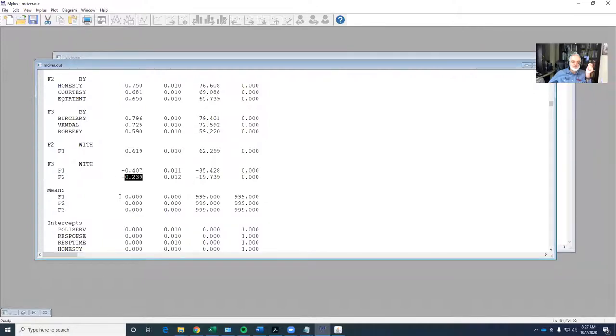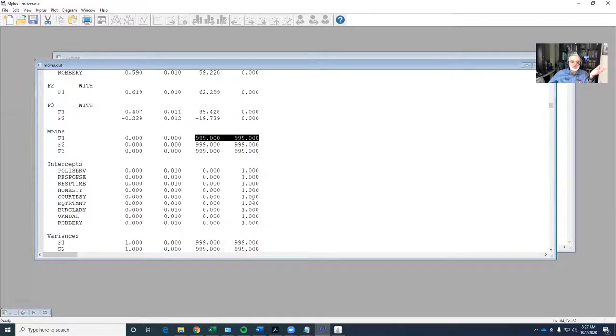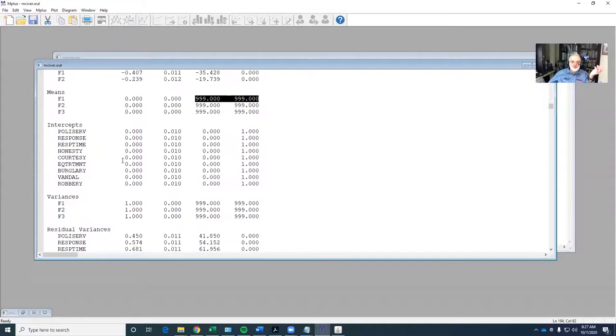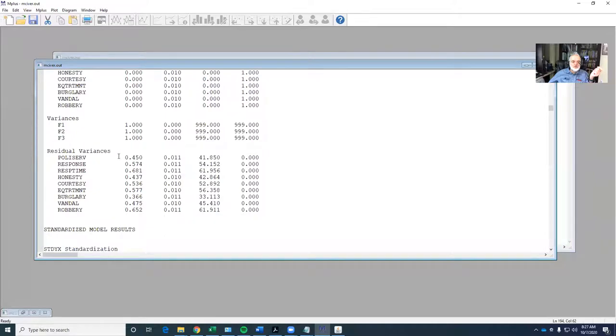Whenever I fix a value, remember I fixed the means of the latent variables to be zero, it's going to give me 999s here. That's not a test, it's just a reflection of the constraints that are present in the model. Here are my manifest variable intercepts. Remember, we read in only a correlation matrix for the data, so that's why you see zero and 0.01 and zero here. If I had raw data, I would have real numbers here. And downstairs, here are my error variances.